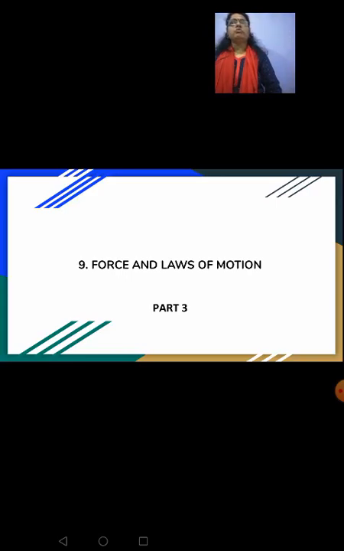Then we had done momentum. Momentum is the quantity of motion contained in an object, or momentum is the product of mass and velocity. P is the letter which we use to denote momentum. P is equal to mv is what is called your momentum. The SI unit of momentum is kilogram meter per second. And then we had started with Newton's second law of motion.